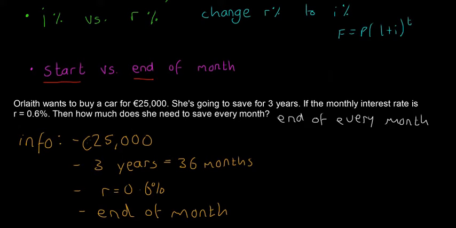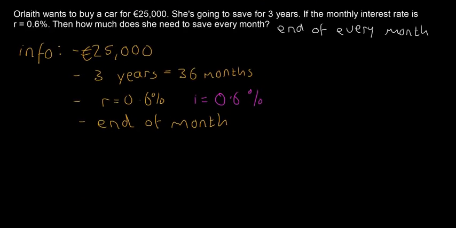Okay, so here are 4 bits of important info. So 25,000 euro, we can leave that as it is. 3 years and 36 months, that can be left as it is as well. These last two we're going to have to pay attention to. So instead of r is equal to 0.6%, I'm just going to call it i is equal to 0.6%. It's only a tiny change, but it's just something you should be aware of. And then lastly, end of the month, we're going to keep an eye on that when we start our calculations.